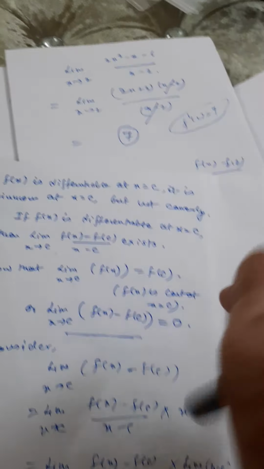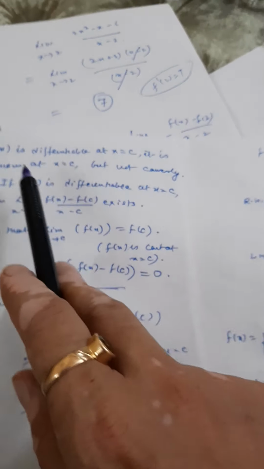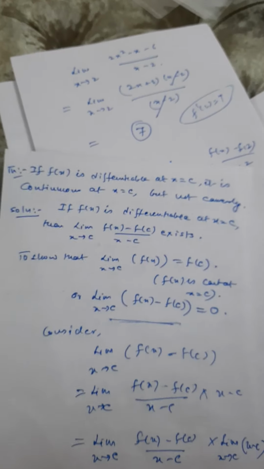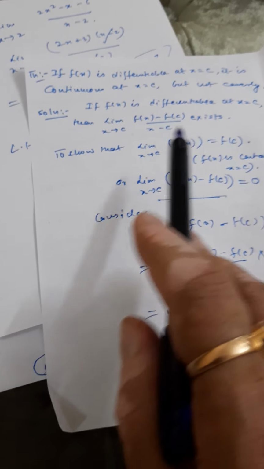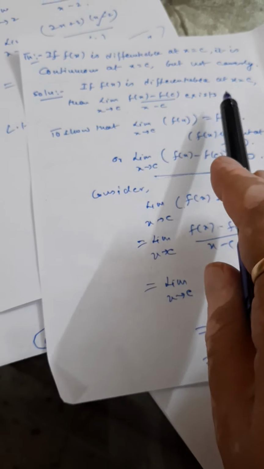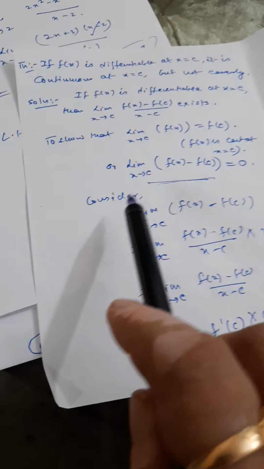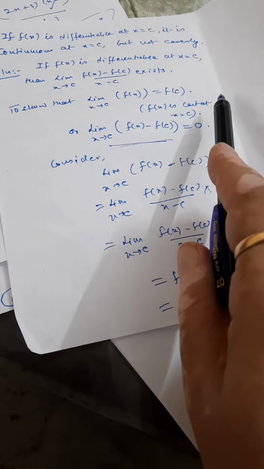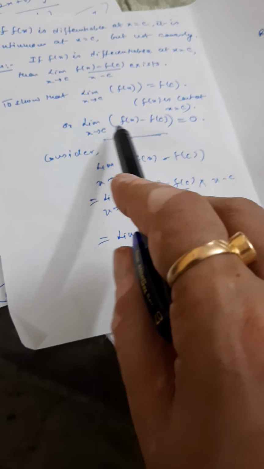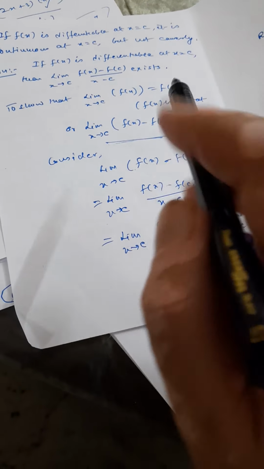Now if a function is differentiable at x equals c, it's continuous at x equals c, but not conversely. Since it is differentiable at x equals c, this limit will exist. Now, we have to show that it's continuous. That means limit x tends to c of f(x) equals f(c), or limit x tends to c of (f(x) minus f(c)) equals 0.